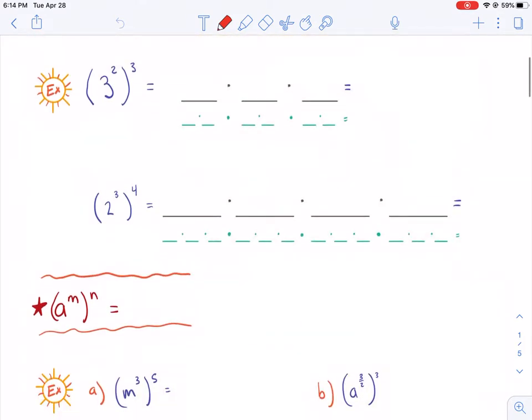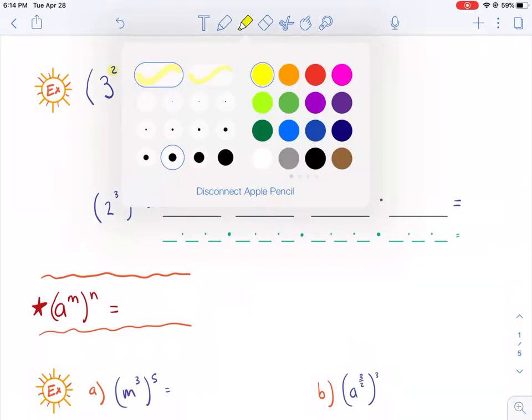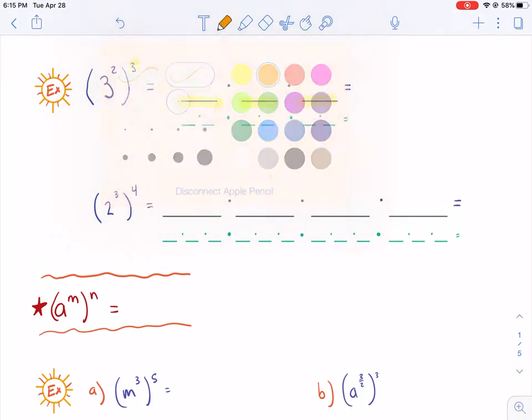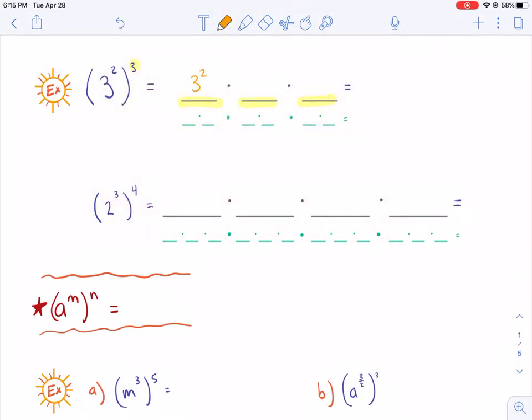So the first thing we have is 3 squared to the third power. What does that mean? Well, you'll notice that we have 2 powers here, and it doesn't make it much more confusing, but it is important to address. So the first thing we recognize is this third power. That means we're going to be multiplying something by itself 3 times. So what is that something? Well, we're going to multiply 3 squared 3 times.